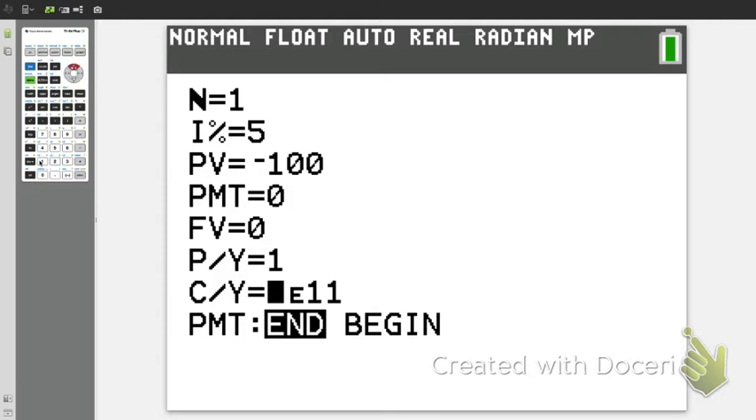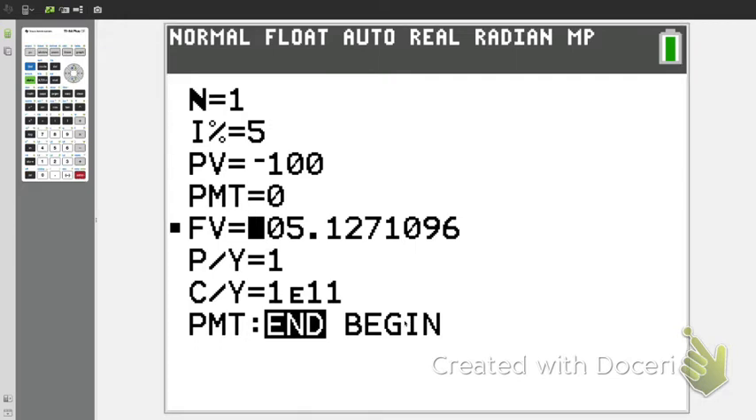So what are we solving for? Future value. So with that highlighted, we hit alpha, enter, and that gives me $105.13. Now, that's not a lot of money. We didn't invest a lot, so you're not going to get a lot back out. Okay. The only difference between A and B there is the amount of time. So in this case, all I'm going to change in this one to do it one more time is what?